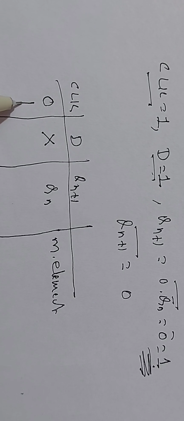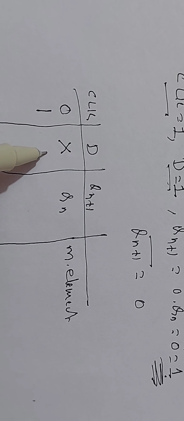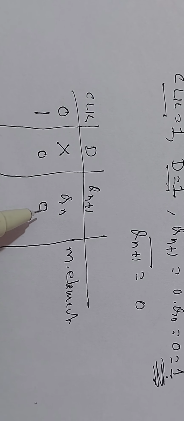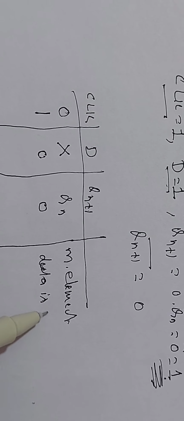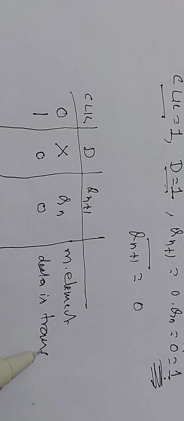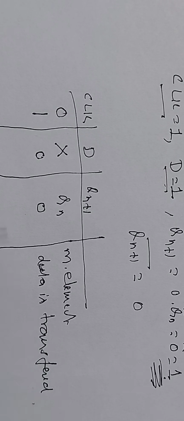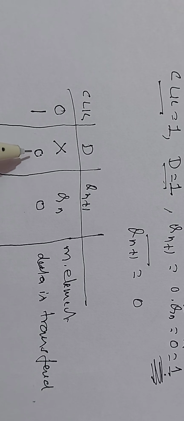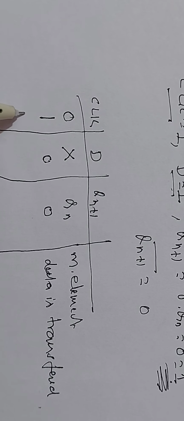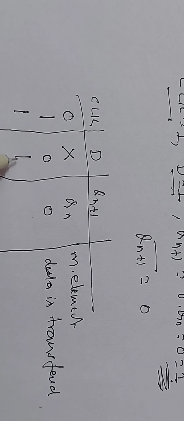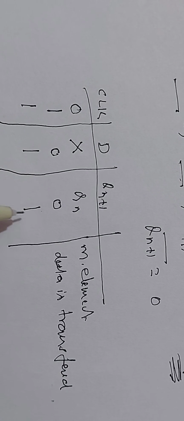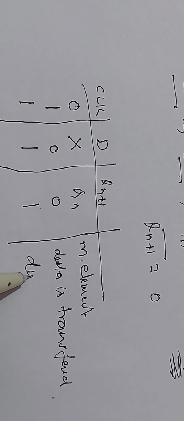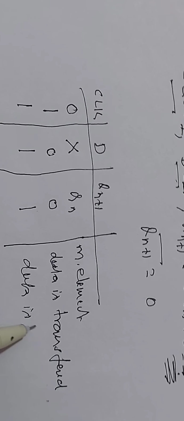With the presence of clock pulse, that is, when clock pulse is 1, when D is 0, output is also 0. That is, data is transferred. The data at D is 0, output is also 0. That is, data is transferred to the output. When clock pulse is 1, D is 1, output is also 1. That is, data present at D, that is 1, is transferred to the output. Therefore, data is transferred.